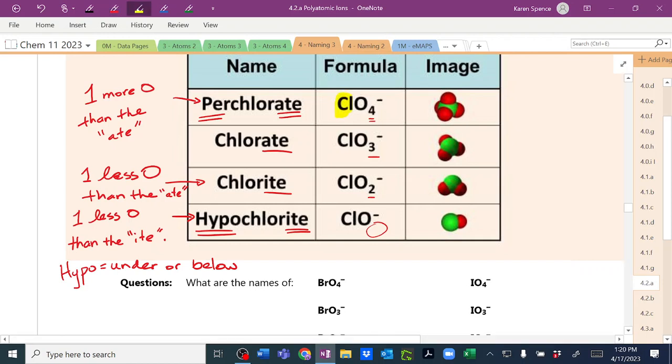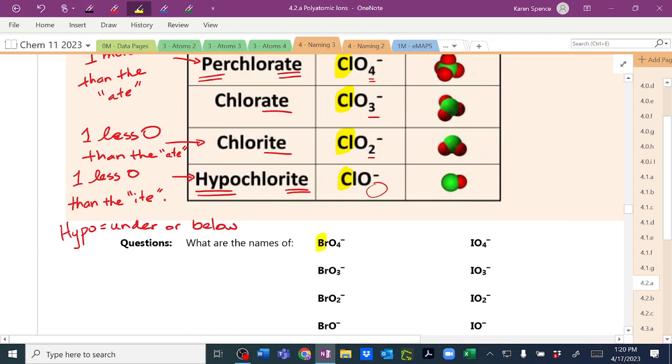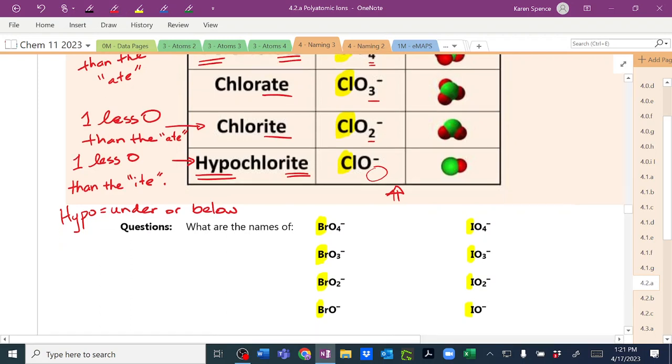Now, chlorine is a halogen, and bromine is also a halogen, and iodine is also a halogen. So could you use this little chart up here to come up with the names for BrO4-, BrO3-, BrO2-, BrO-? Do you think you could do that? Try it. See if you can do it.